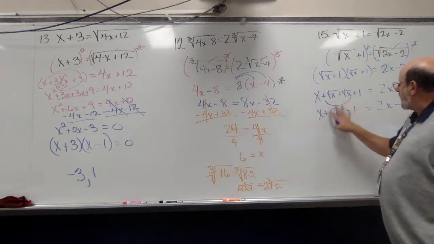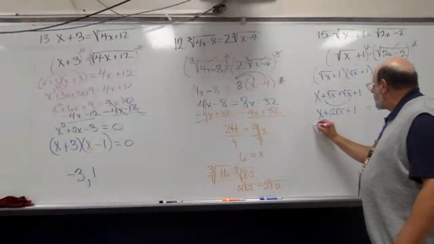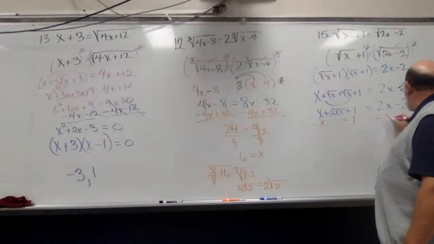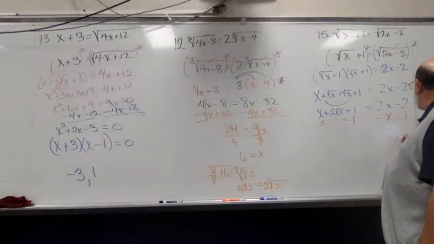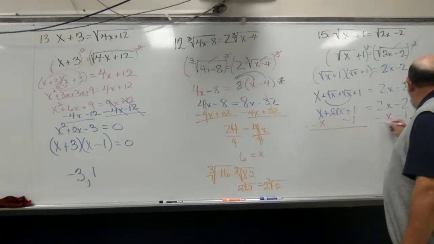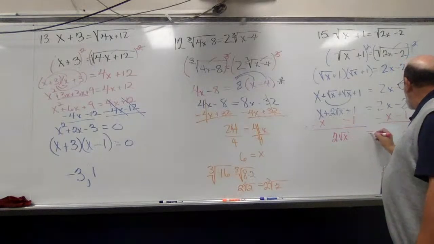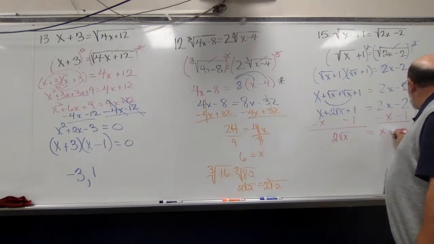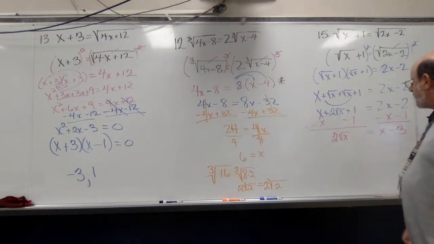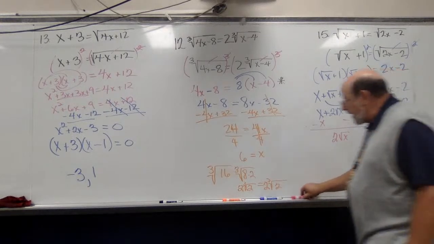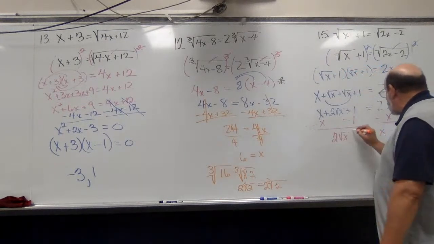All right, I'm almost there, but I need to isolate this radical, so I subtract x and subtract 1 from both sides. Now, what am I left with? 2 times root x equals x minus 3. All right, so far so good. All we have to do is yet again square both sides.